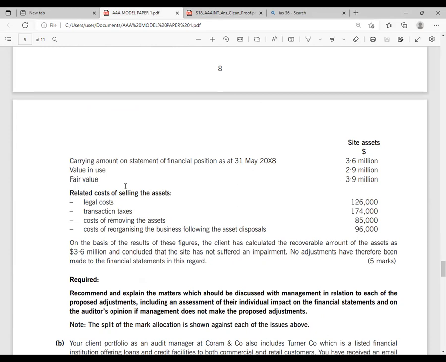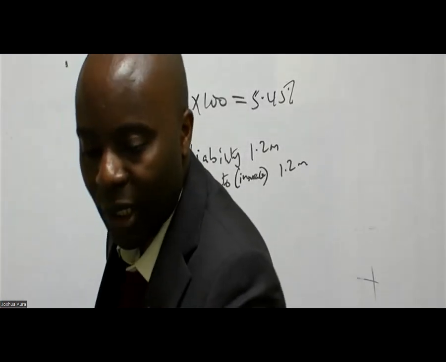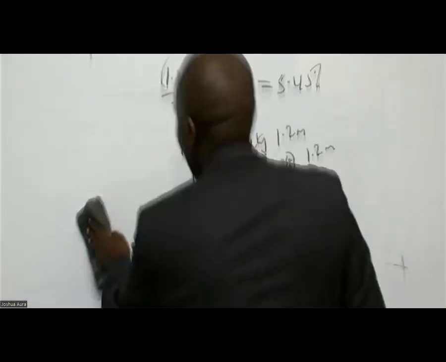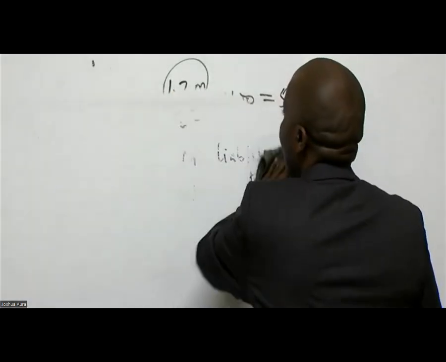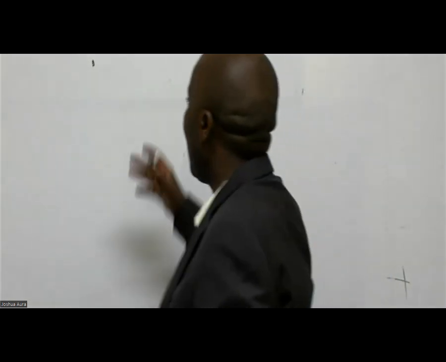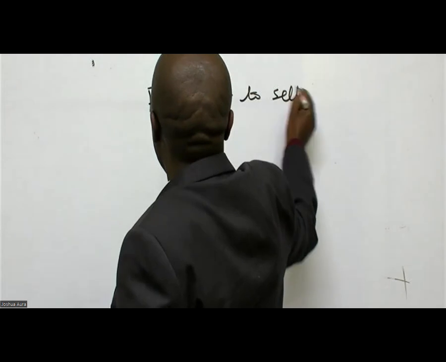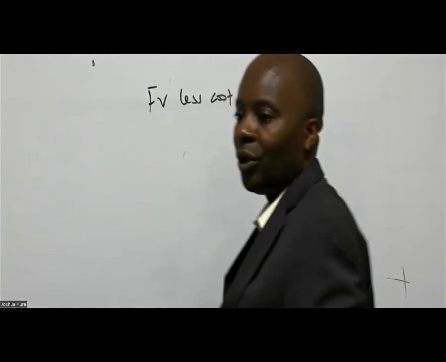So the first thing that I'll do here is to calculate a very important metric, which is called the fair value less cost to sell. So we have what we call fair value. So fair value less cost to do what? To sell. Fair value less cost to sell.